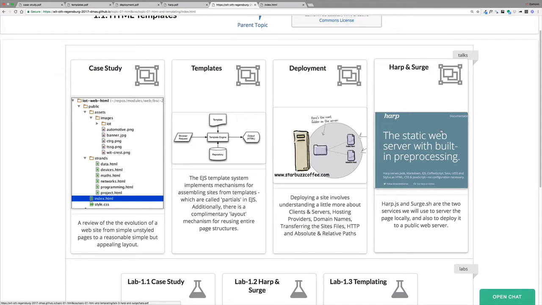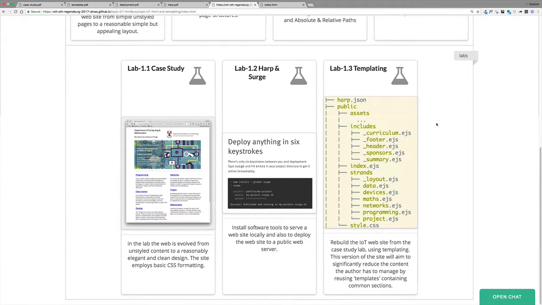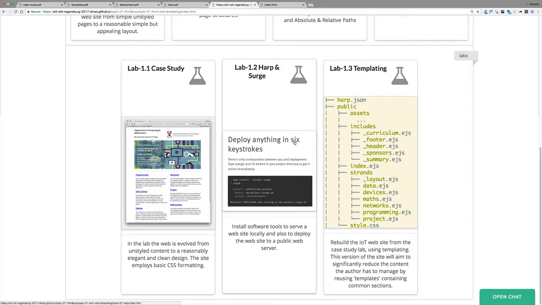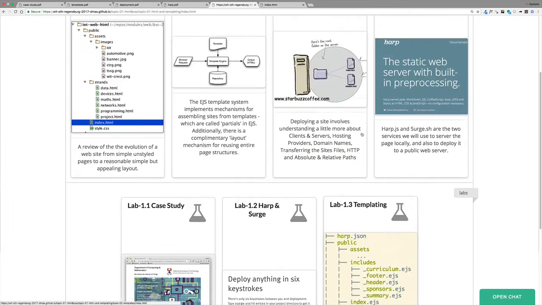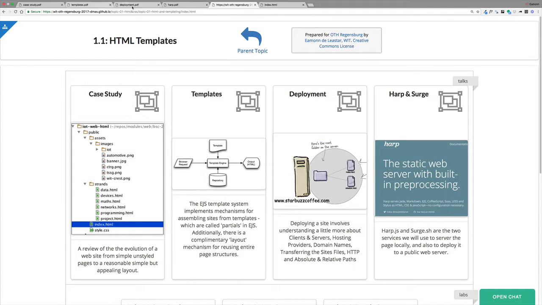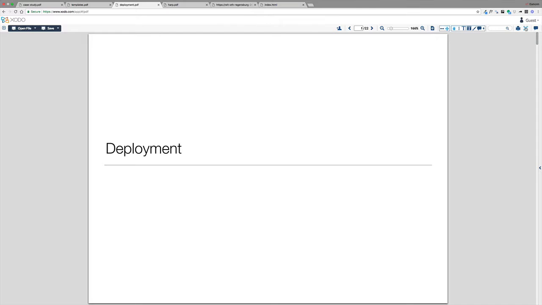The two labs accompanying this series require first deployment, examined using Harp and Surge, and then templating, which we've just reviewed in a previous talk. So let's talk a little about deployment for a few moments.